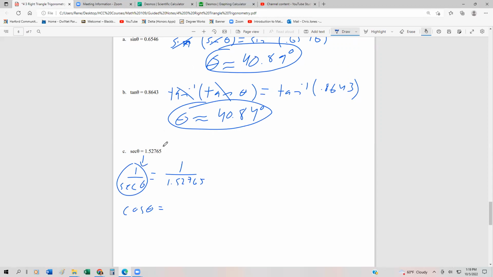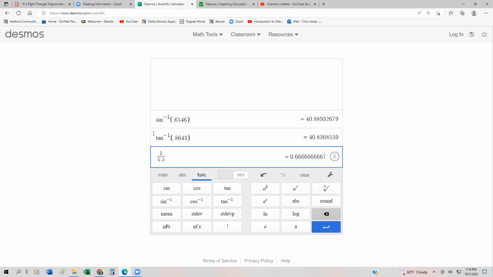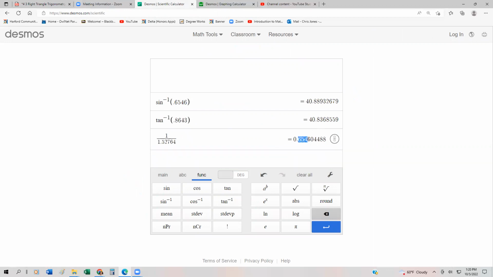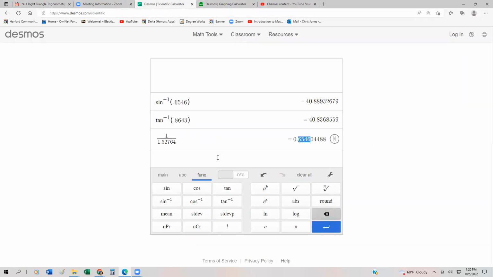So 1 over 1.52765. In our calculator, we'll just do 1 over 1.52765, and that'll give us 0.6546. So that's going to be cos of theta is 0.6546. From there, we can now find the inverse cosine. Theta is going to be the inverse cosine of that 0.6546. So first we just use the reciprocal function, remembering that 1 over secant is cosine. Then in our calculator, we just do the inverse cosine of 0.6546, so cos minus 1 of 0.6546.